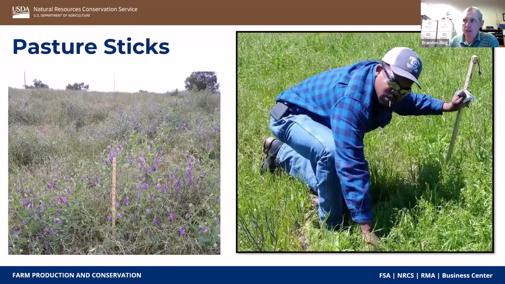Pasture or grazing sticks. These are great for quick estimations of structure, production, utilization, and heights of forage, specifically for a grazing system. They can be utilized to ensure that plant residual height goals are being met for a prescribed grazing plan.